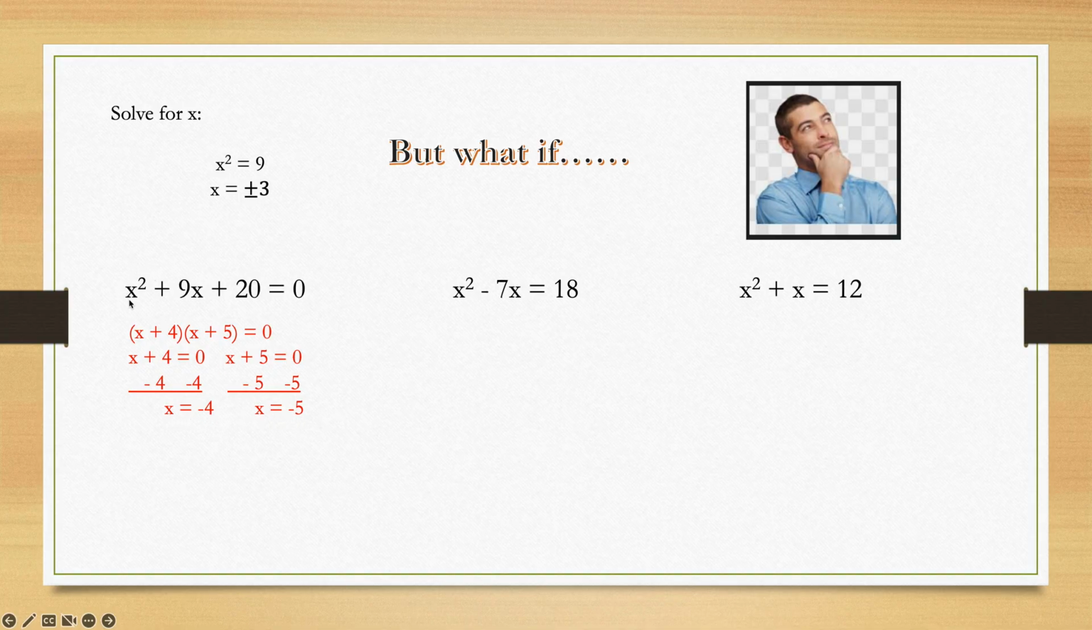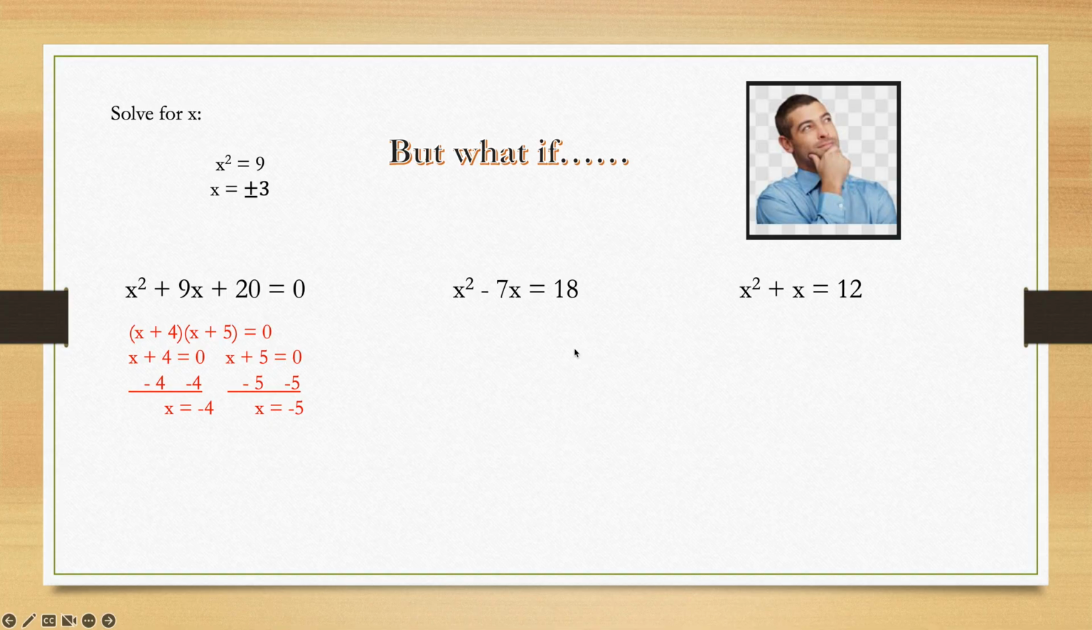And with a squared term, which makes a quadratic, that's where the name comes from, that means that you'll have as many as two possible answers. So in this case, those answers are negative 4 and negative 5.